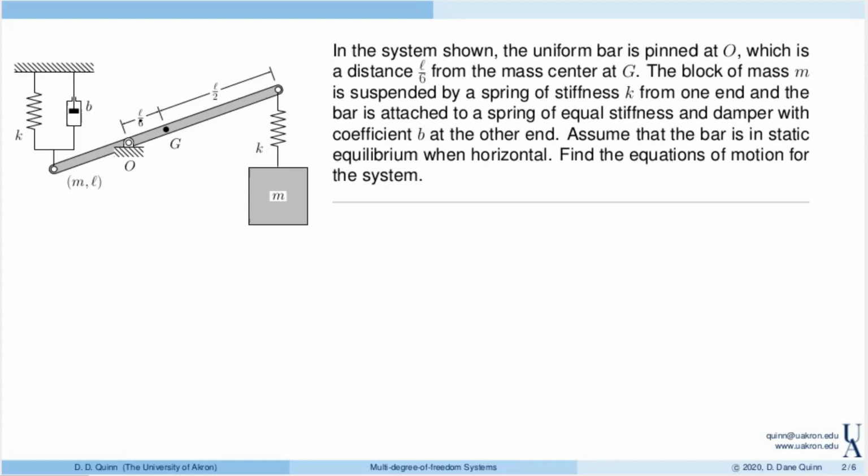We have a bar of length L, and it's pinned a third of the way down at O. Notice the mass center is in the middle of the bar. It's uniform, denoted by G. On the left side of the bar, we have a spring and damper in parallel, connected to the ground, and then on the right side we have a spring that then supports a block of mass m.